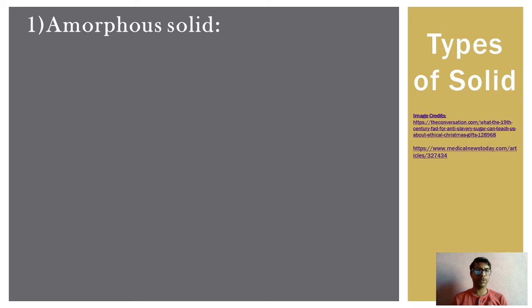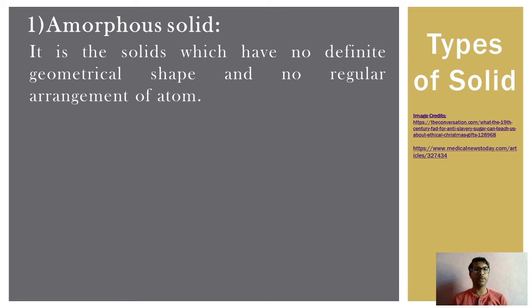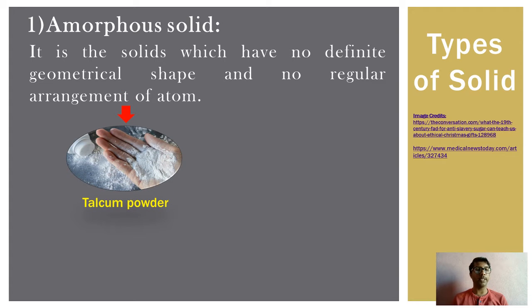Let's see first amorphous solid. It is the solids which have no definite geometrical shape and no regular arrangement of atoms. The example of amorphous solid is talcum powder. The nature of talcum powder is smooth. Because of that, it comes under amorphous type of solid.